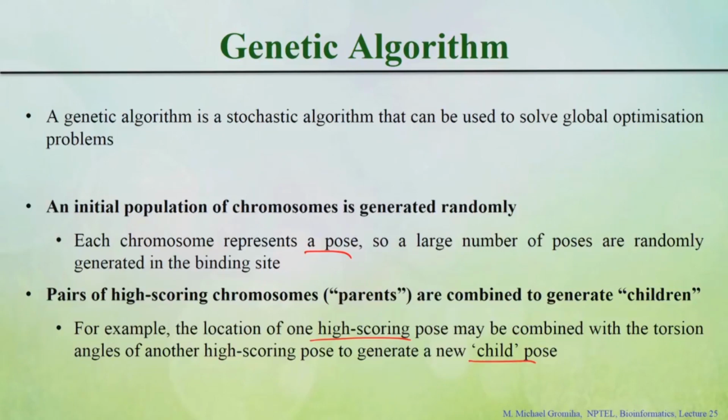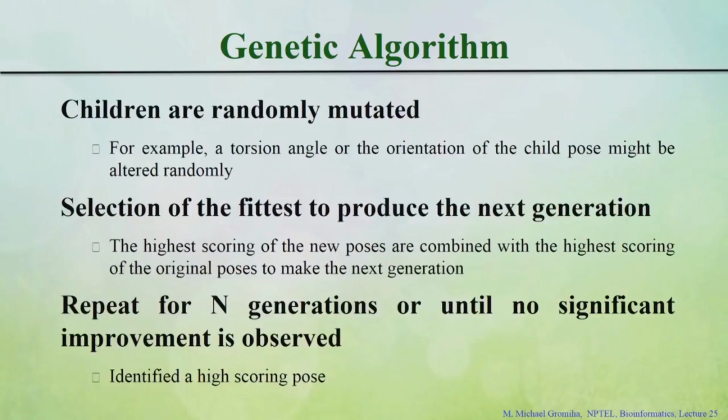So, take randomly generated poses, some of them have a high score, some have a low score, and merge the high-scoring ones to generate a child pose. Then for the child pose they apply mutations: they can change the torsion angle or the orientation. So make a new conformation and see whether the score increases or decreases. If it increases, then you combine these new child poses with the previous original poses to make the next generation. Do it again and again, up to n generations or until n significant improvements are observed. In this case you can identify a high-scoring pose.